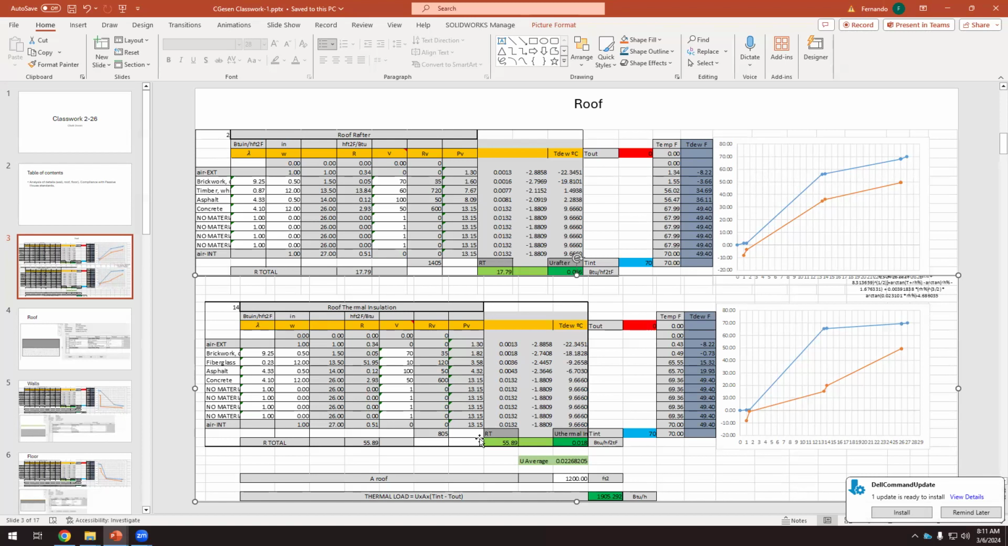Well, this is complicated because we can't calculate the U average directly. We have to calculate the U value of each part of the roof because we have rafters and we have thermal insulation. And then with this, we can calculate the U average. And if we want to calculate the R value average, that would be 1 divided by U average. Okay, so in this case, it would be 1 divided by 0.022.